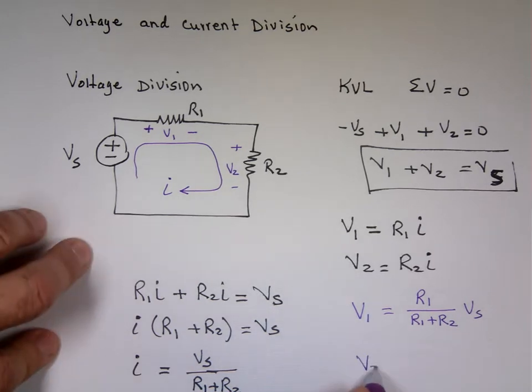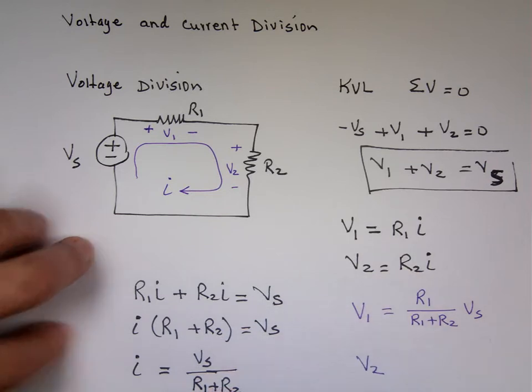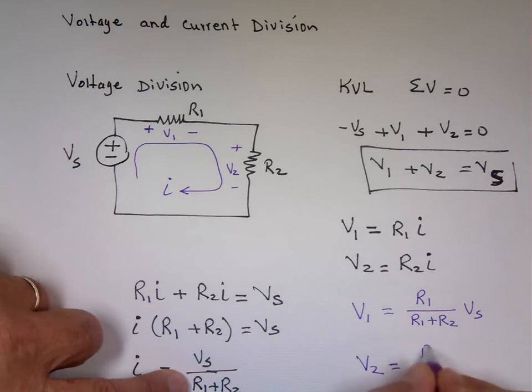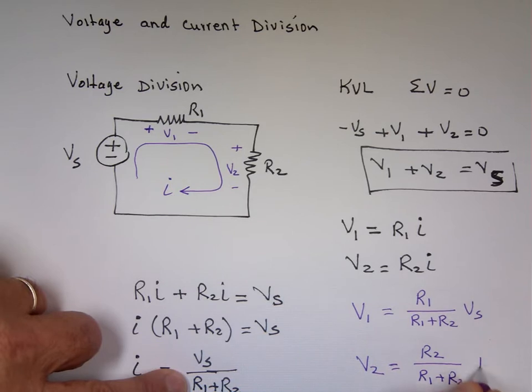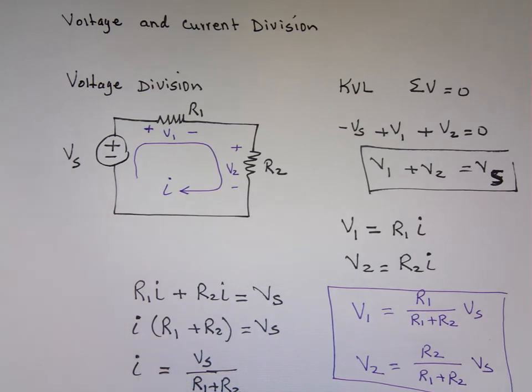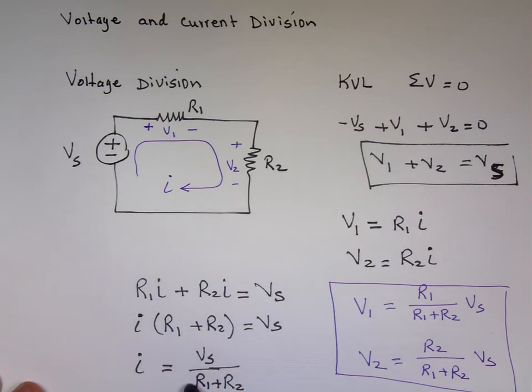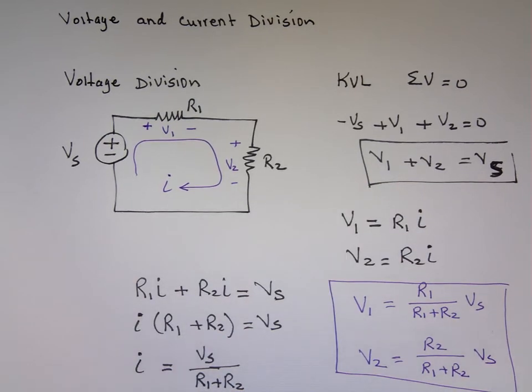And V2 is going to be R sub 2 times I. This is R sub 2 and this is I. Multiply them. It's going to be R sub 2 over R sub 1 plus R sub 2 times Vs. Those are the equations I use for voltage division. I just wanted to derive them. So that's the derivation, the math behind them. It makes it nice because if you have a problem, you don't have to calculate the current and go through all this stuff. If you know these equations, you know what the answer is.